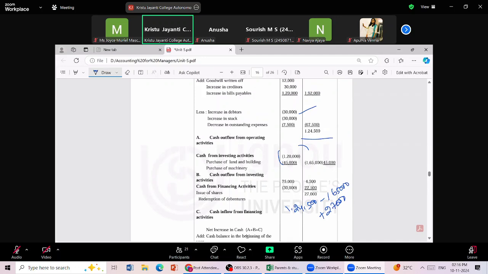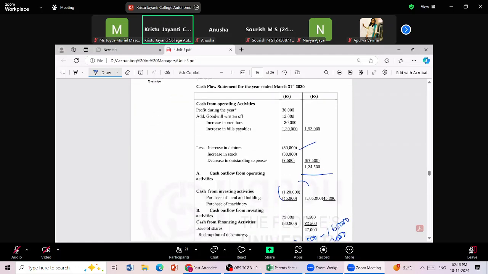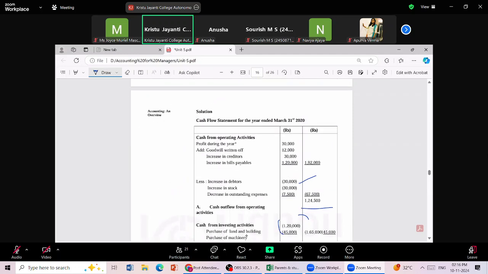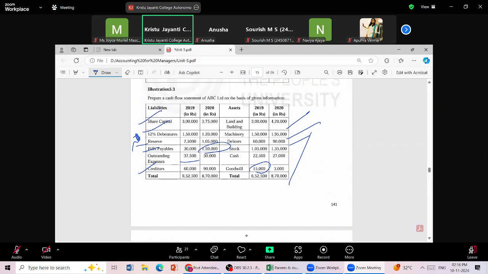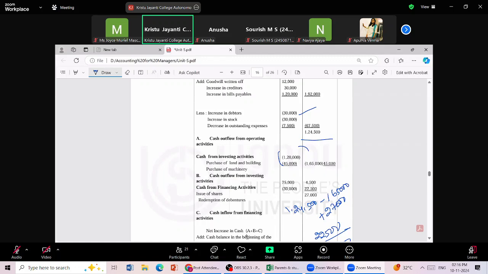Cash at the beginning and the end it should be added. So what is the cash at the beginning? Around 22,500. So here you will add around 22,500. So the difference you get, what is your cash balance? Around 27,000. So the balance you get should be 27,000. Only then it is correct.